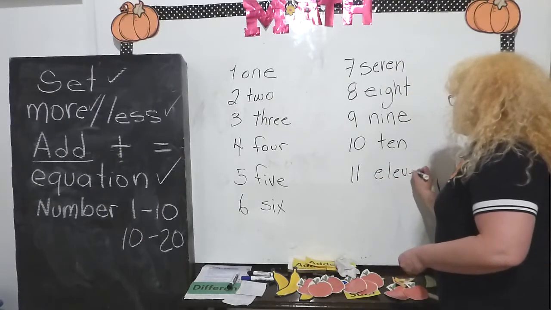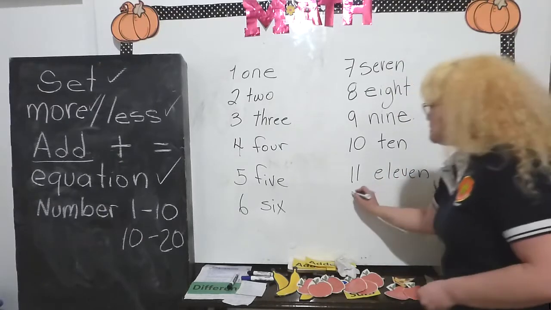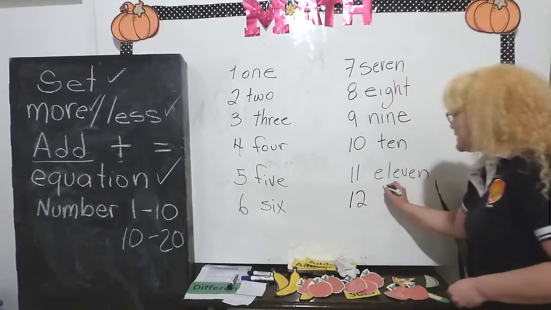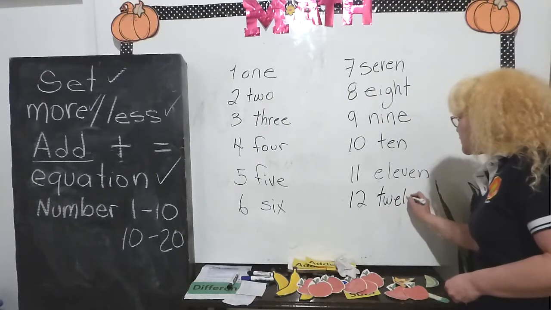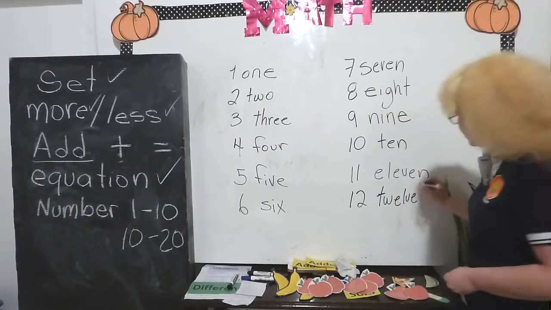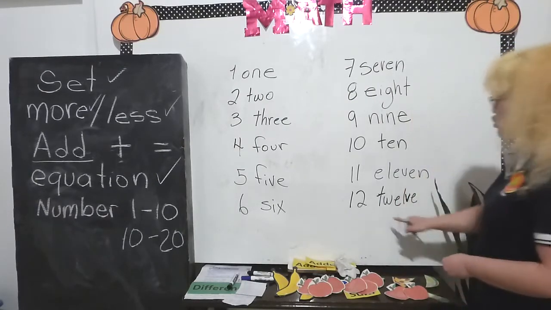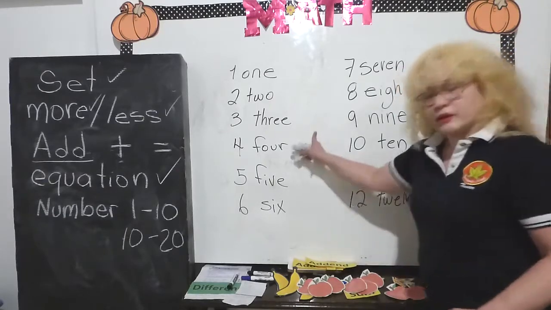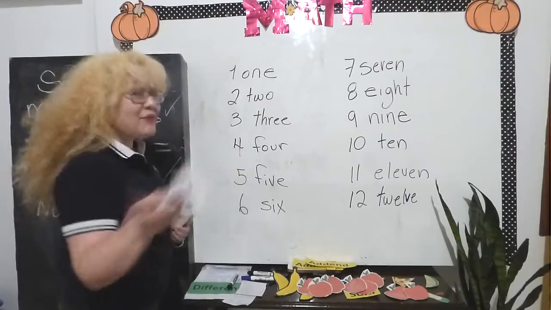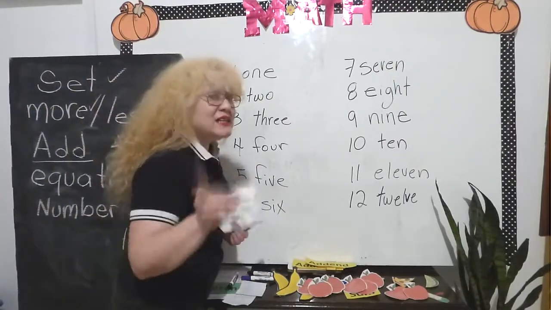11. One more, and that's a T. 12. This is a V. I need to erase this. So you have to learn them until 20.